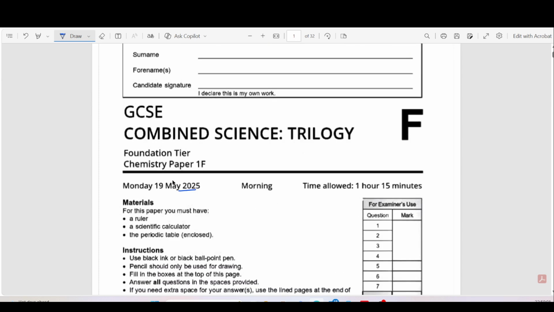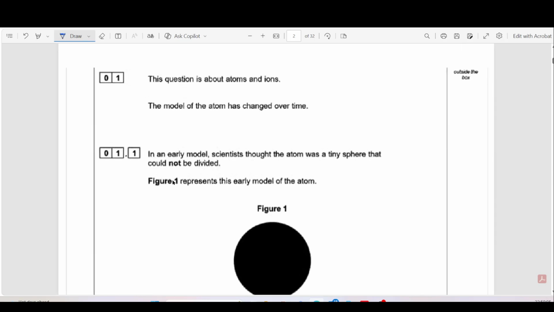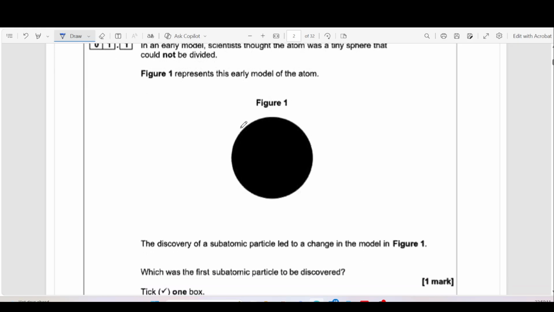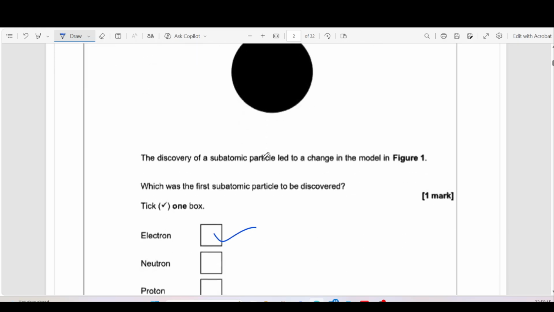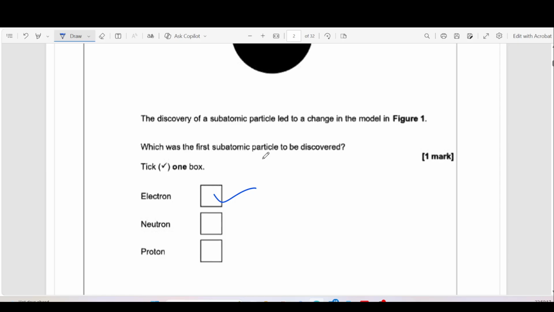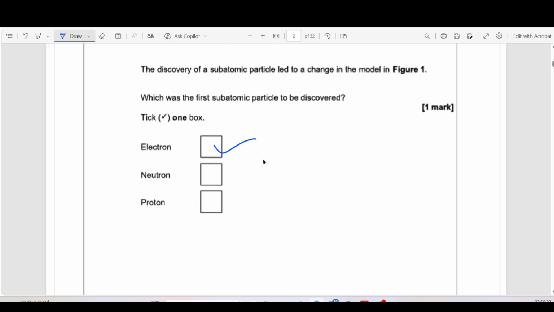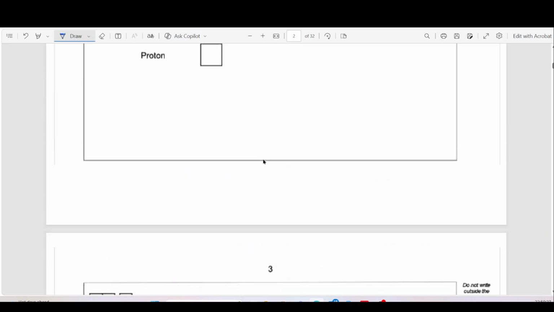Okay, let's start. This is our first question. This question is about atoms and ions. The model of the atom has changed over time. In the early model, as you can see, this is showing the model of the atom. So discovery of subatomic particles led to change in the model, right? So what was the first particle to be discovered? It was the electron. Electron was the first particle to be discovered.